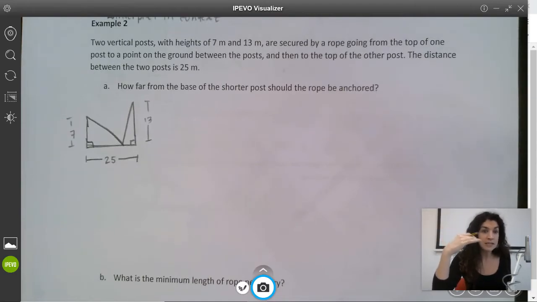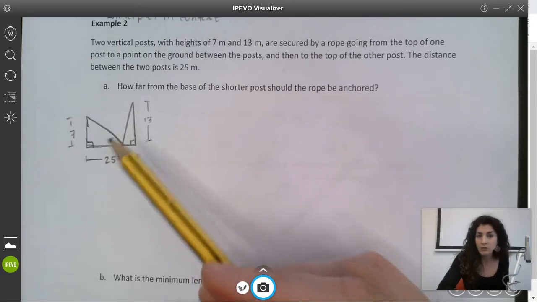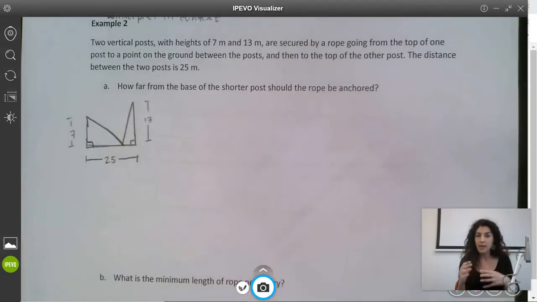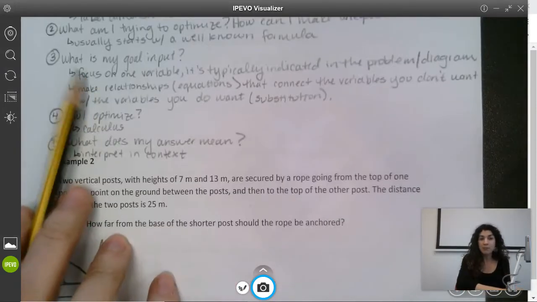When I first did this problem, I didn't even read the question. I just drew the diagram right away. And then I'm like, oh, I've got some Pythagorean theorem, maybe. Oh, I've got some right triangle trigonometry, maybe. Oh, I've got some of this, some of that. I've got some ideas of relationships that I can bring in to attack my third step right here.